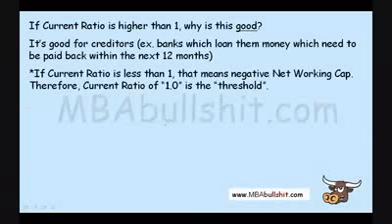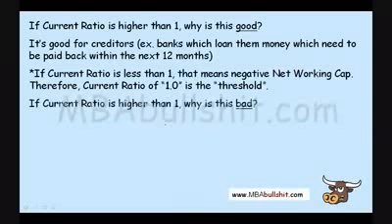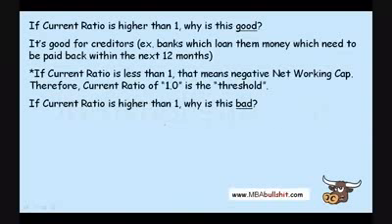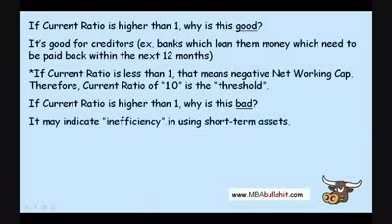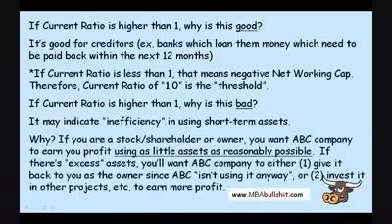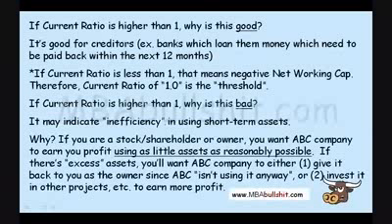Now, you might think that this is good, right? Oh, current ratio is higher than 1. But if your current ratio is high, it can also be bad. Why is it bad? It may indicate inefficiency in using short-term assets. What do we mean by this? Just imagine that you are a stockholder or a shareholder or an owner. You will want ABC company to earn you a profit while using as little assets as reasonably possible, right?